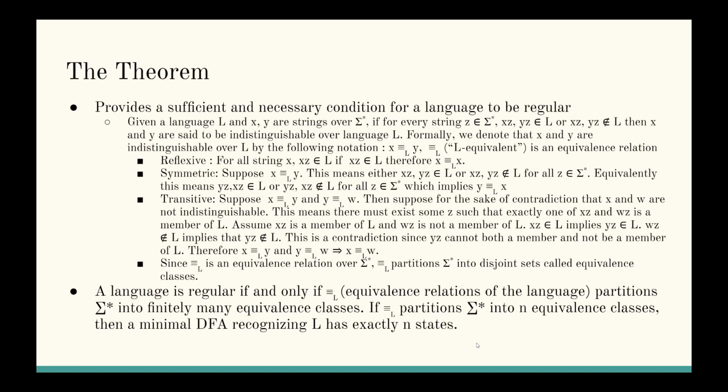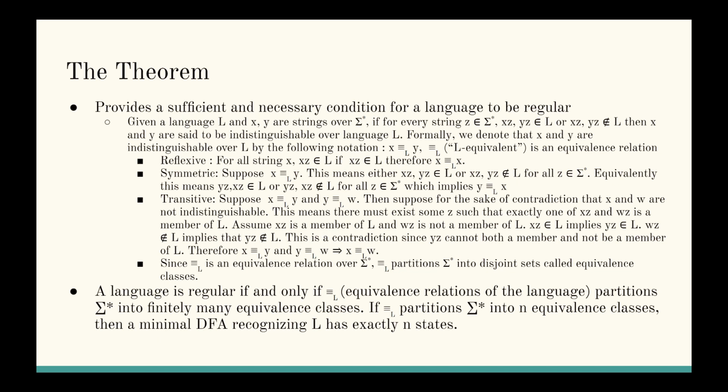So this slide explains the whole theorem and its properties. If you're given a language L and two strings X and Y over the alphabet sigma star, we say that X and Y are indistinguishable over L if for every string Z in sigma star, either both XZ and YZ are in L, or both are not in L. Formally, we denote this relationship as X ≡_L Y, and we call it L equivalence.